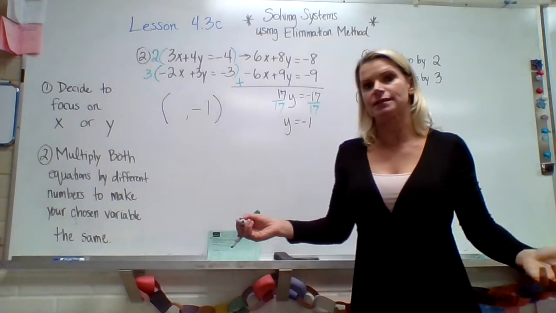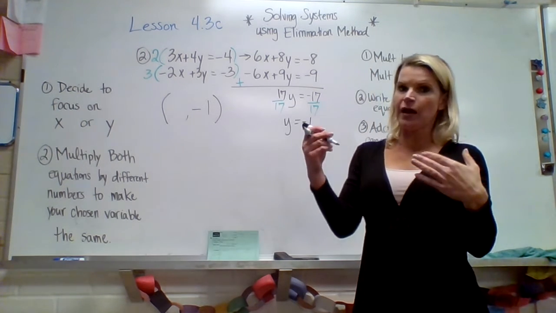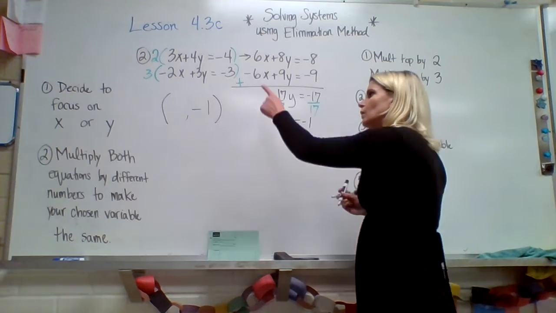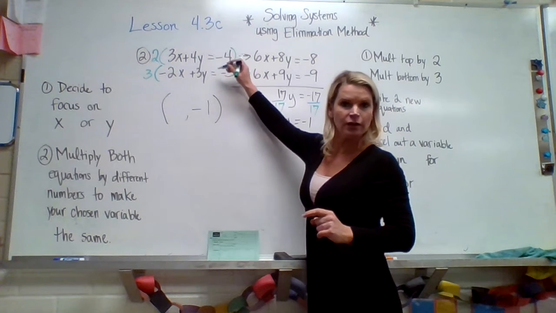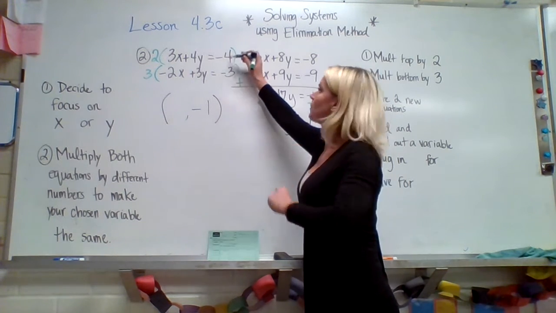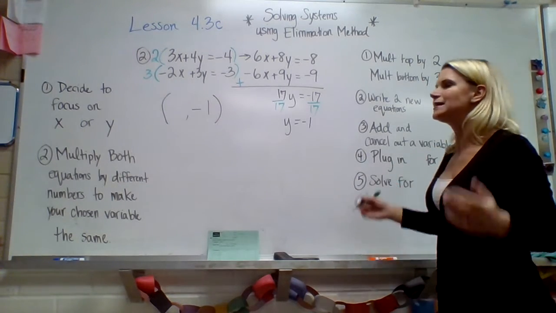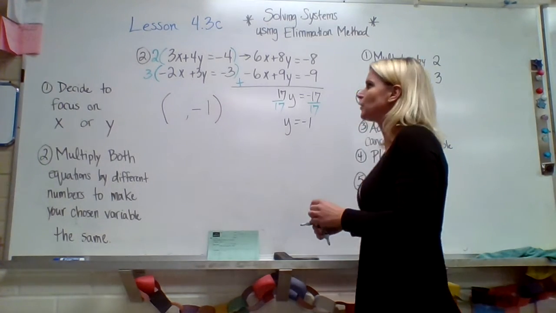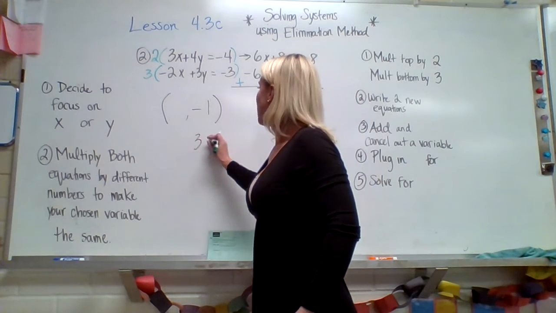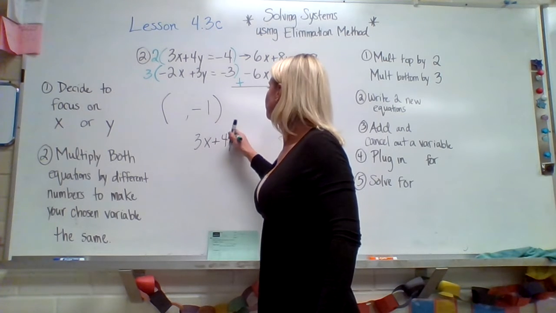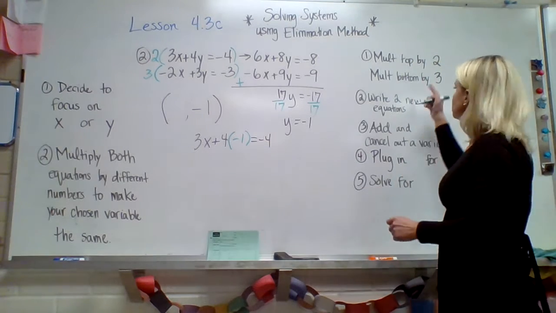I don't know what my x is. Since I don't know what my x is, I use the information I just found. I just found that y was negative 1. I'm going to use this negative 1 and I'm going to plug it into one of my original equations that are typed up here. So again, it doesn't matter, top or bottom, pick whichever one's easiest for you. Last time I picked the bottom one, so maybe I'll pick the top one this time. 3x plus 4y equals negative 4.